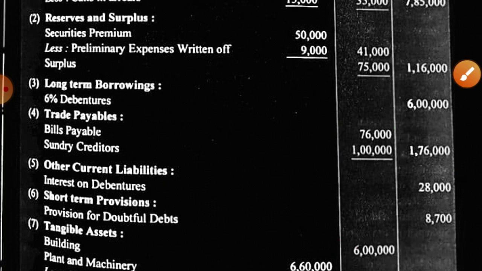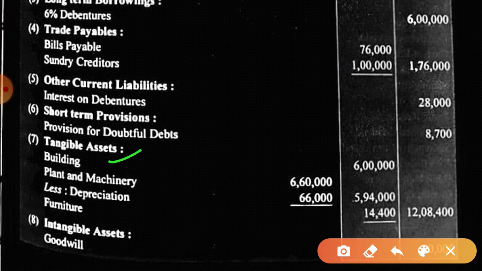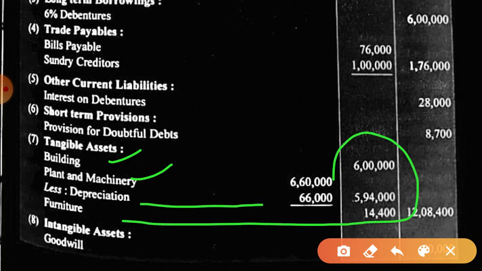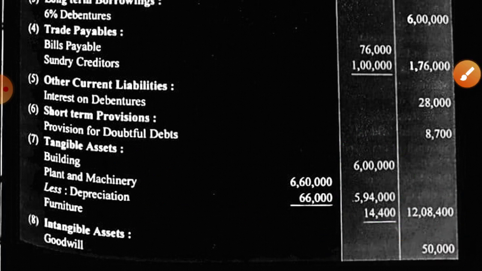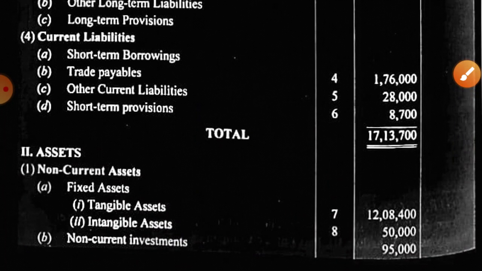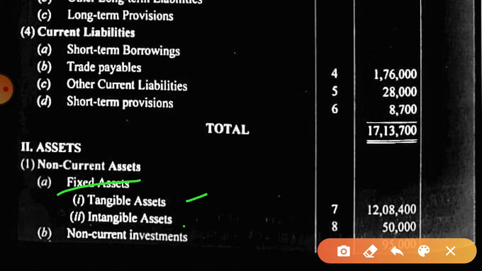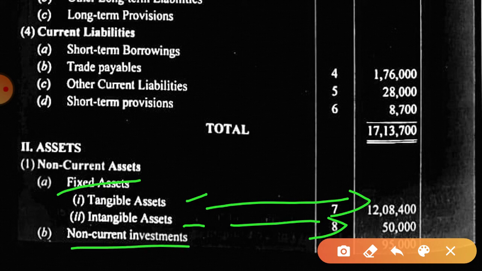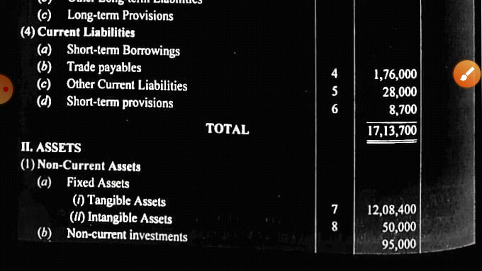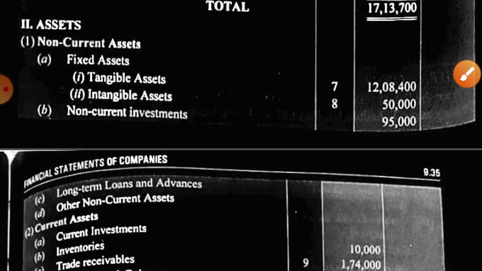Then tangible assets, as I told you, building, plant and machinery less depreciation, and furniture. These three are to be added, and the entire 12,08,400 will be shown as tangible assets. See in the balance sheet, fixed assets, tangible assets and intangible assets. There was only one intangible asset, goodwill. Then investment was treated as non-current investment, as nothing was mentioned in the question.